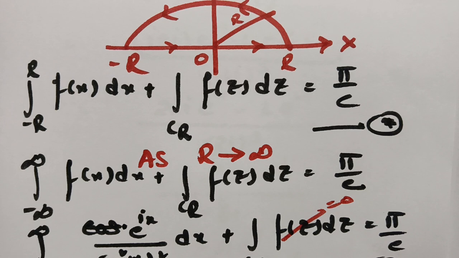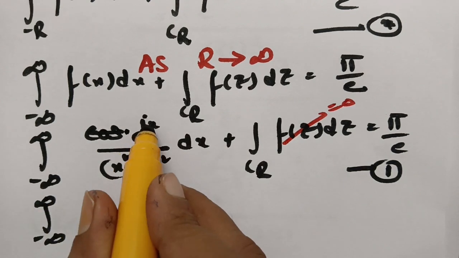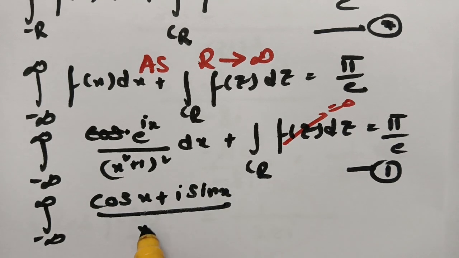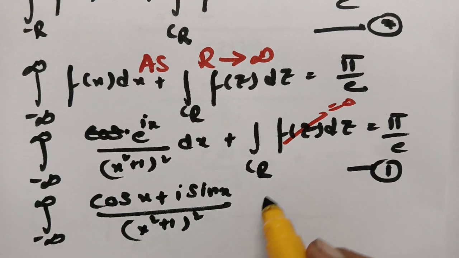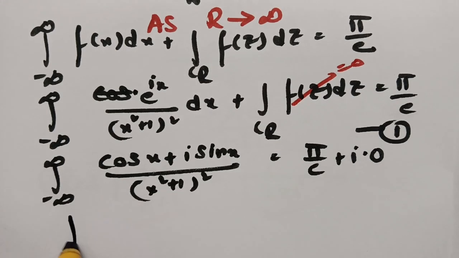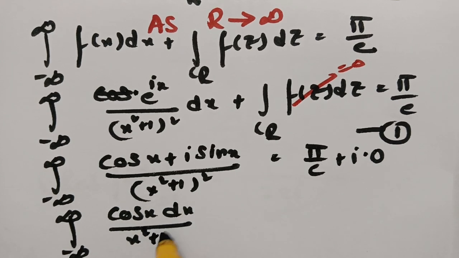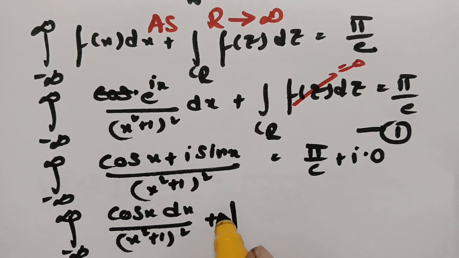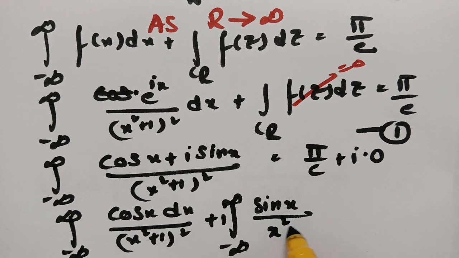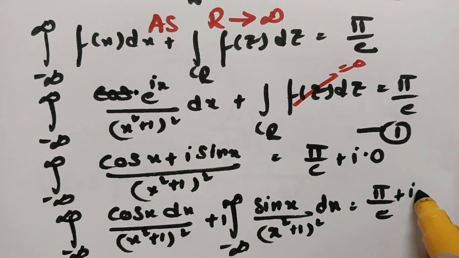So what remains is the leftover part: the integral from minus infinity to plus infinity of e power ix by (x square plus 1) whole square. E power ix is nothing but cos x plus i sin x. Here the right side pi by e is the real part, and the imaginary part I am writing as: integral from minus infinity to plus infinity of cos x dx by (x square plus 1) whole square, plus i times the integral from minus infinity to plus infinity of sin x by (x square plus 1) whole square dx, is equal to pi by e plus i times 0.